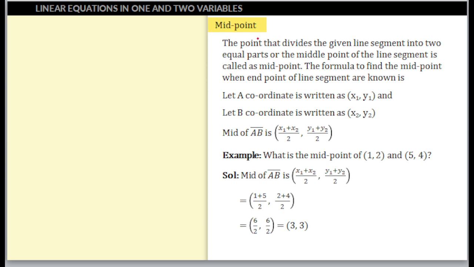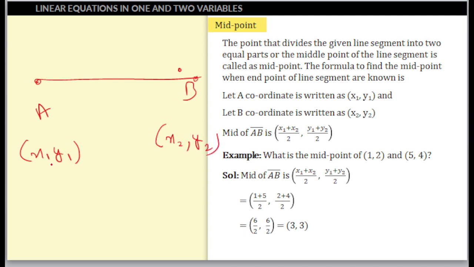Again, if we have to find the midpoint, let's say this is point A and this is point B. Point A has coordinates x1, y1. Point B has coordinates x2, y2. If we have to find the point that is the midpoint, dividing this line into two equal parts, and we have to find the coordinates of this point, how will we find it? Using this formula: x1 plus x2 divided by 2, and y1 plus y2 divided by 2.